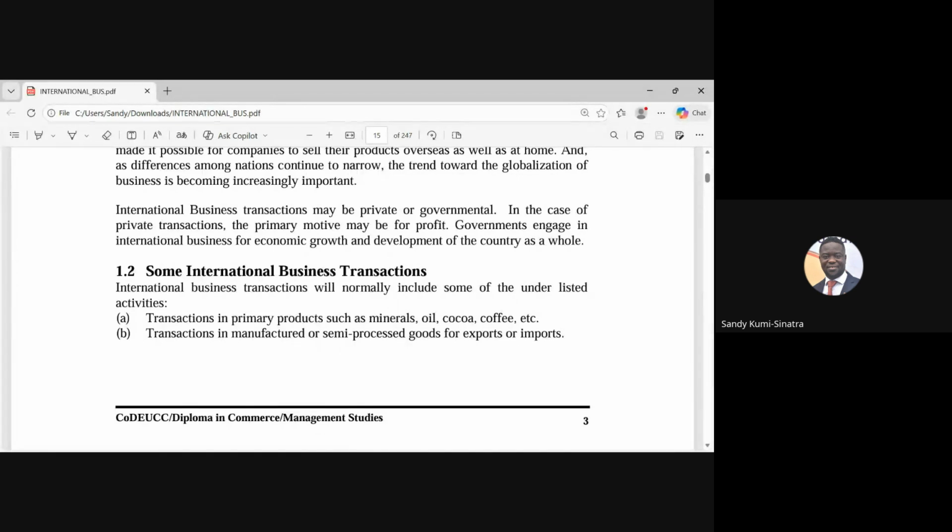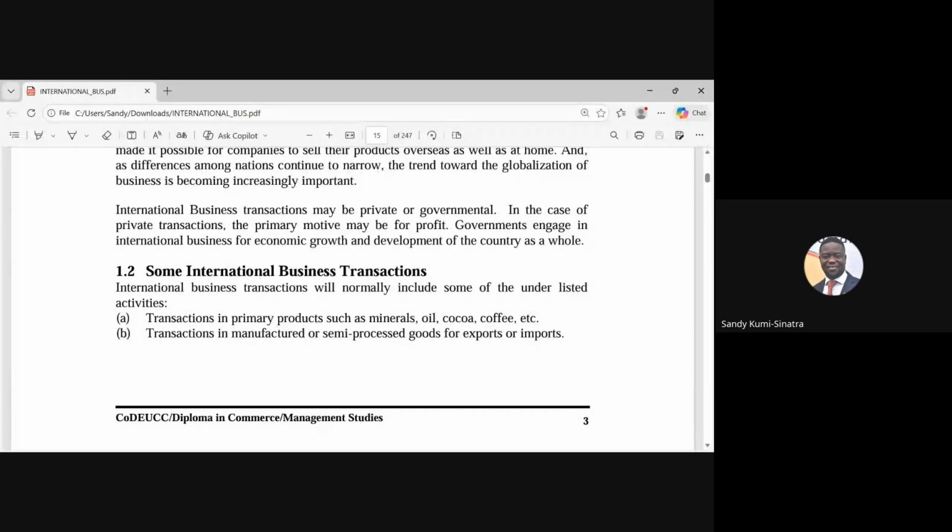Then we look at some international business transactions. International business transactions will mainly include some of the underlisted activities. One, we are looking at transactions in primary products. So what are some of the things that we often exchange or engage in when we talk of international business? So one, we are looking at primary products. With primary products, we are looking at products in their raw forms, such as minerals, oil, cocoa, coffee, and etc.